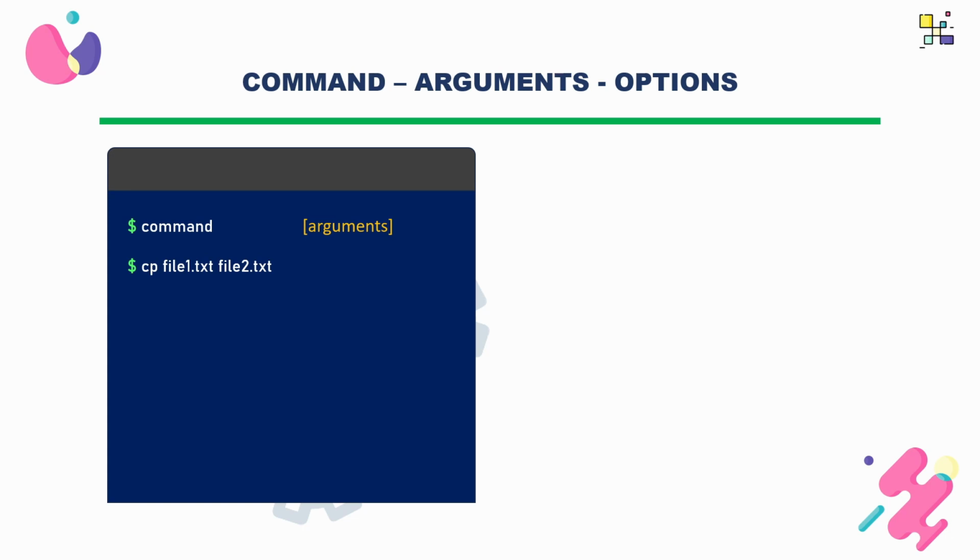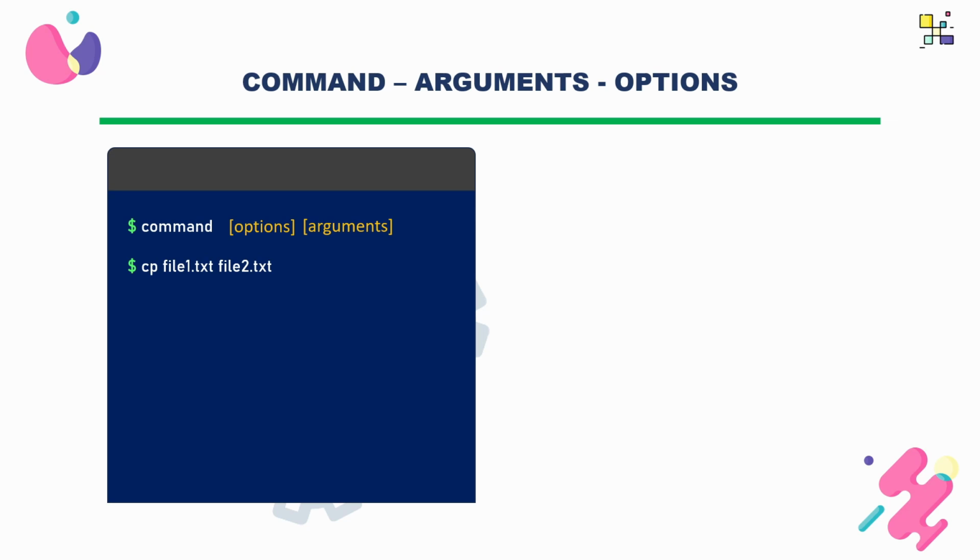Finally, let's see what are options. Options, also known as flags or switches, are used to modify the behavior of a command. They are preceded by a hyphen or a double hyphen, followed by a single character or a meaningful word. They are used to provide additional instruction to the command, and they can enable or disable specific features or change the way the command works. Options are often optional, so not all commands require them.